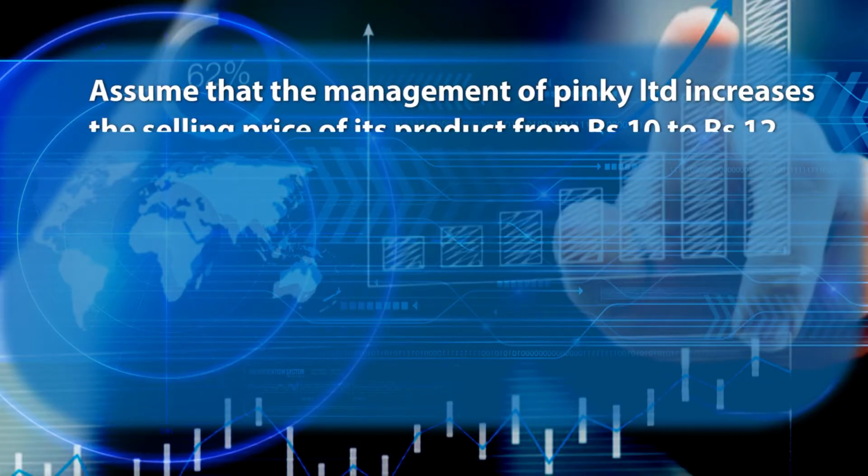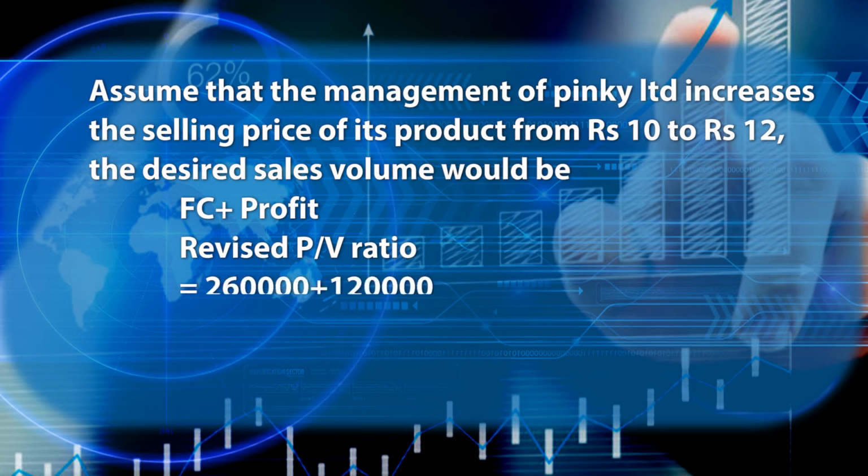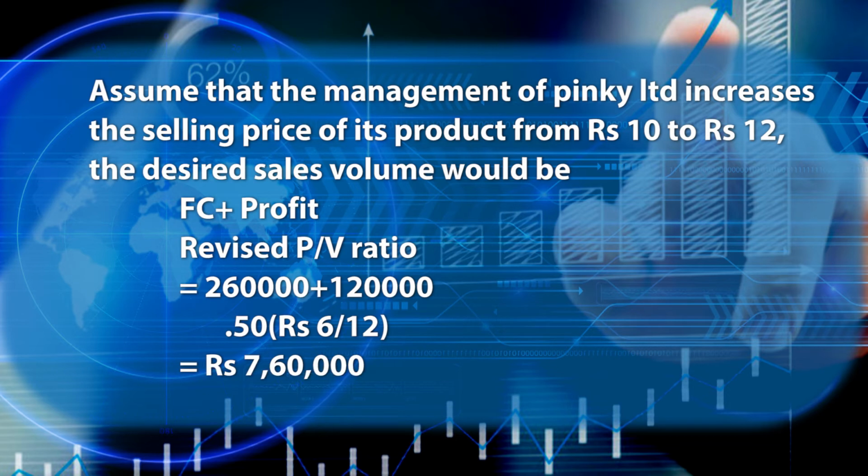Assume that the management of Pinky Limited increases the selling price of its product from rupees 10 to rupees 12. The desired sales volume would be fixed cost plus profits divided by revised PV ratio, which is equal to 2,60,000 plus 1,20,000 divided by the revised PV ratio, that is 0.50, which you obtain by dividing 6 by 12, which will give you rupees 7,60,000.